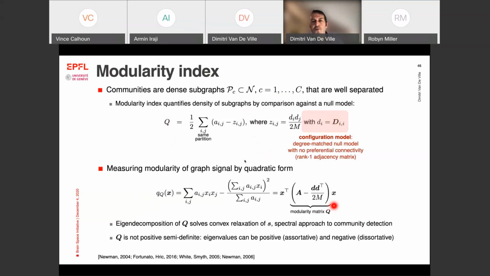So in other words, you can think about community graphs and operators that characterize community structure by thinking about a modularity matrix, which is the adjacency matrix minus the configuration model. And as a matter of fact, the eigendecomposition of Q is also solving the convex relaxation problem in community detection.